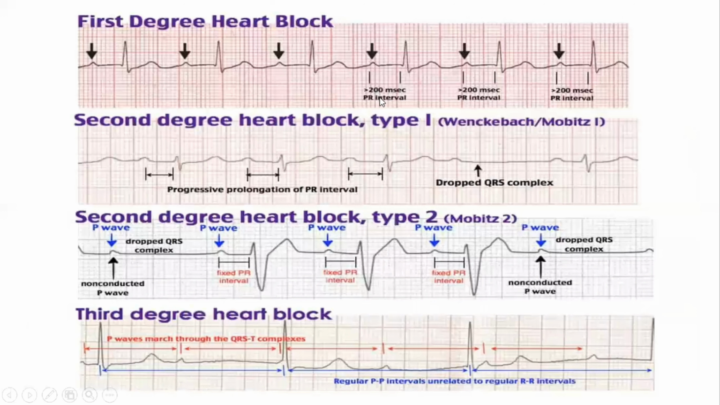So here PR interval is more than 0.2 second in first degree. In second degree, there is prolonged PR interval until one QRS is dropped. And second degree heart block type 2, Mobitz 2, fixed PR interval will be there and dropped QRS complexes will be there. Third degree heart block, each wave is equidistant from each other, and P waves march through the QRST complexes, regular PP intervals unrelated to regular RR intervals. This atrial contraction does not correspond to this ventricular contraction. They are unrelated.